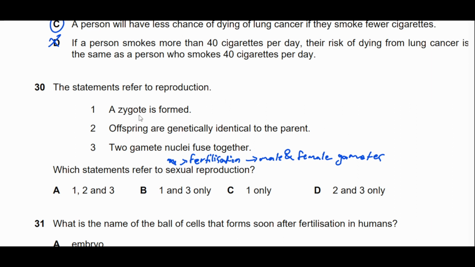1. A zygote is formed. So the zygote is the product of fertilization, so 1 is correct. Offspring are genetically identical, this is wrong. Offspring will never be genetically identical to the parent when you're fertilizing a male and female gamete. Okay, 3, two gamete nuclei fused together, this is correct. Okay, therefore the answer is B.